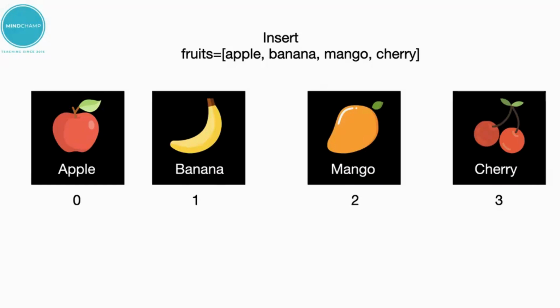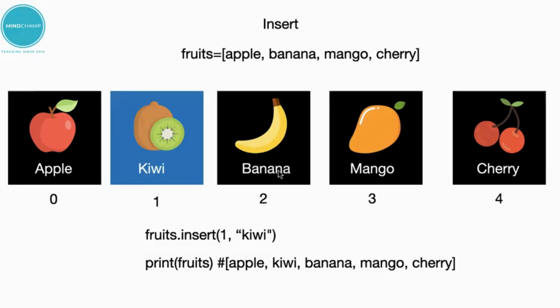Insert function is basically used to add a list item in a specific position of the list. So if the list right now is apple, banana, mango, cherry with positions 0, 1, 2, 3 respectively, and I want to add another list item, say kiwi, in the position between apple and banana, which means position 1, I want to move banana to position 2. To do that, the list would then look like this, right?